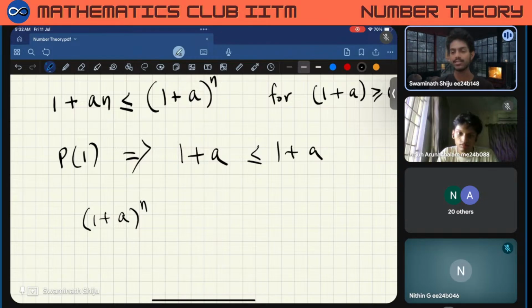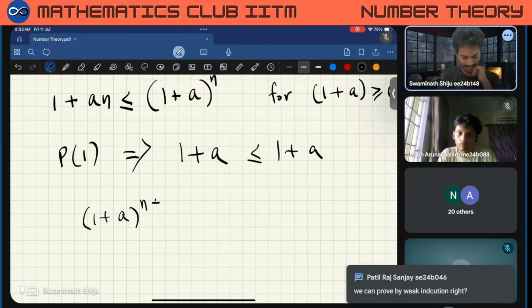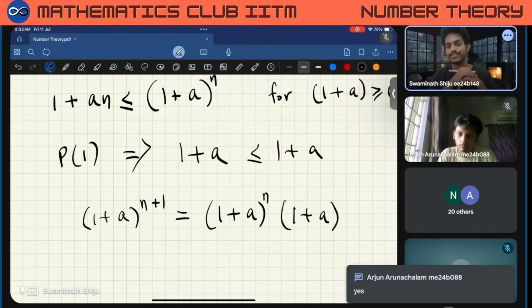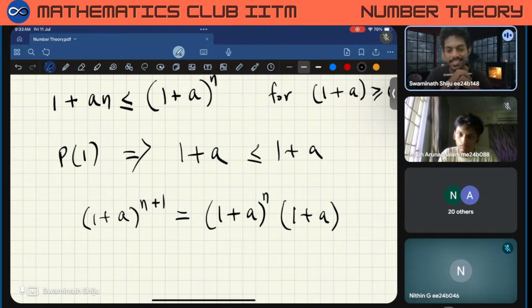Yeah, and anyone else can also try, right? It's not just Rishon. I can give you a hint. Yeah, you can do it with weak induction. I have given a hint on the screen.